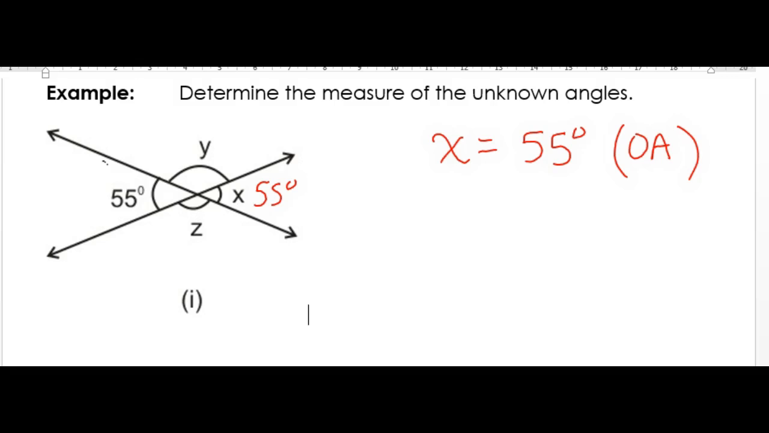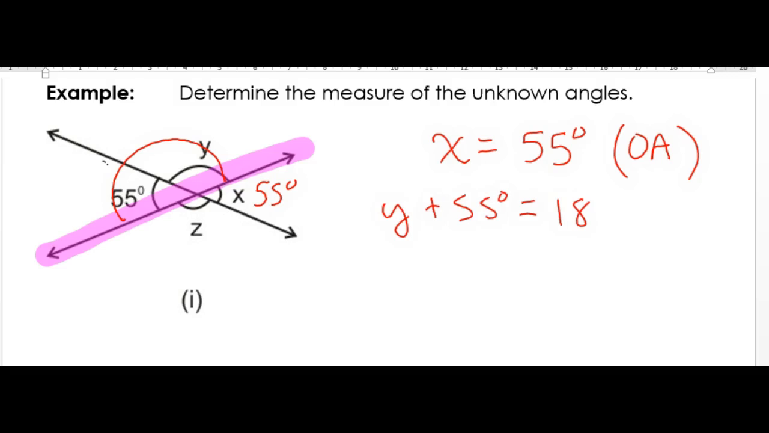I don't see a 90-degree angle here, so the only other option for me so far is to look for a straight line. So I'm going to use this straight line right here. When I look at that, I can see that this angle 55 degrees and y together are supplementary. They have to add up to 180 degrees. So I'm going to say that y plus 55 degrees has to add up to 180 degrees. So doing that subtraction, I'm going to find out the value of my angle y. So 180 minus 50 is 130, minus 5 more gives me 125 degrees.